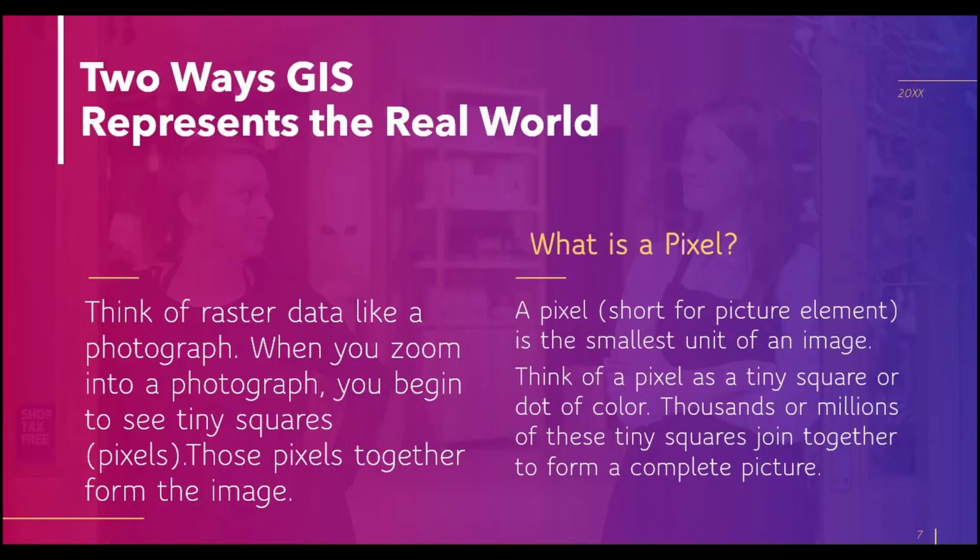So before we proceed, let's have an overview of what a pixel is. Pixel is short for picture element. It is the smallest unit of an image. Think of it as a tiny square or a dot of color. Thousands or millions of these tiny squares join together to form a complete picture.